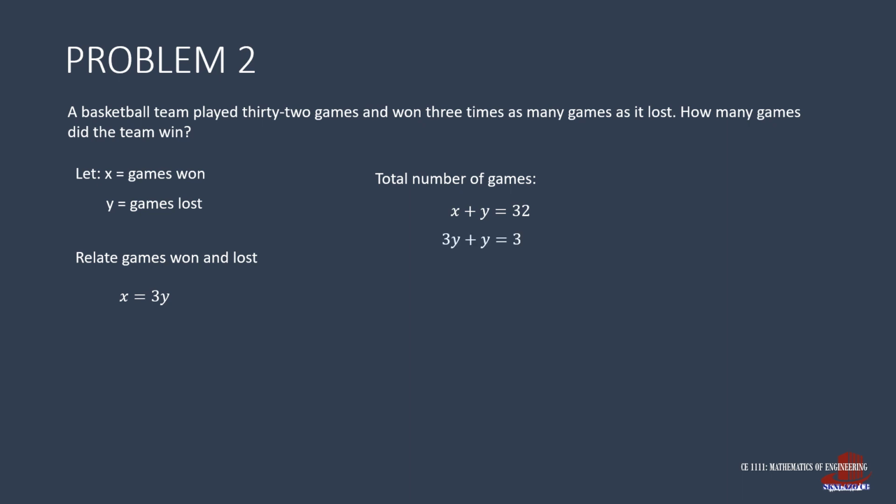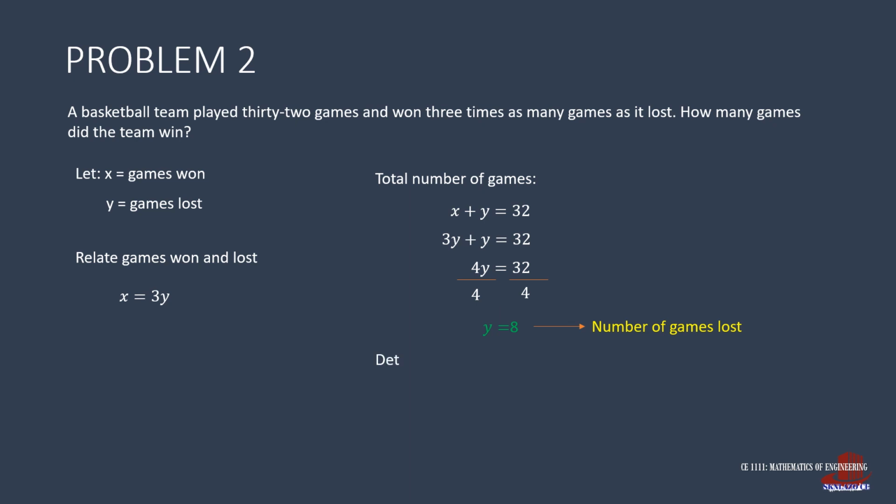Minimize the variables, so use X as 3Y. Then get 3Y plus Y equal to 32. Collect similar terms and have 4Y as 32. Divide both sides by 4 to get Y as 8. This is the number of games lost by the team.